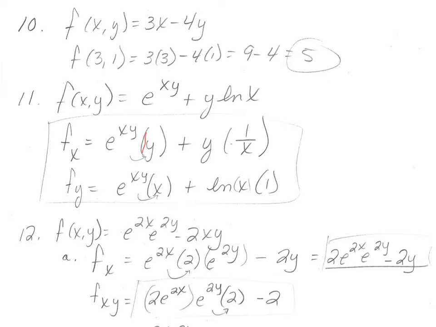And then with respect to y, the first term is a function of y, so you get e to the xy. Then chain rule out the derivative of the exponent with respect to y, which is just x. And again, you could put times 1 and put it in front or in back. Then the derivative of the second term with respect to y, the natural log of x is a constant. It comes along by itself. And then the derivative of the y is just 1.